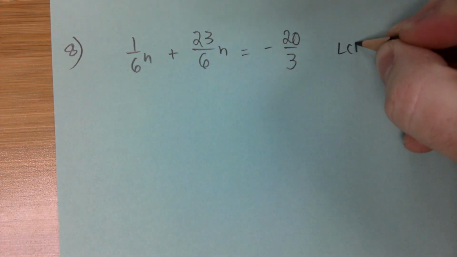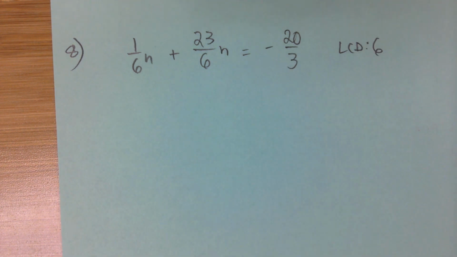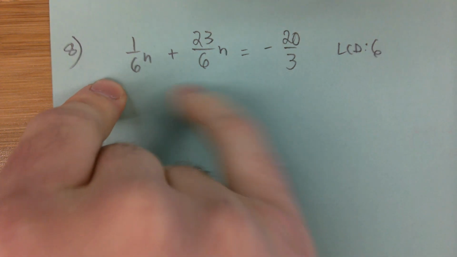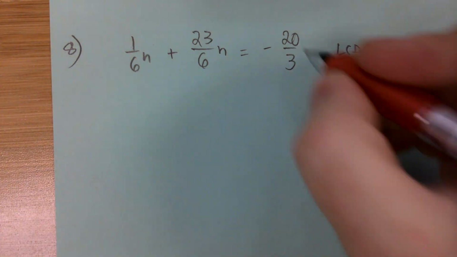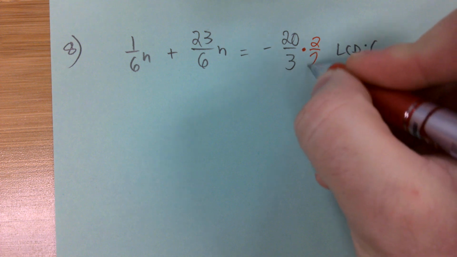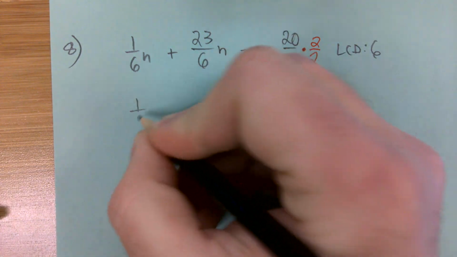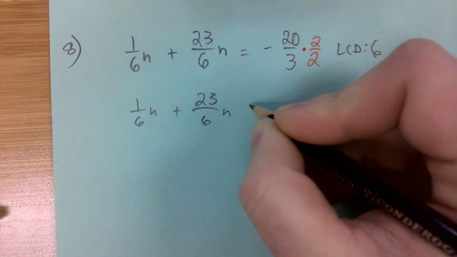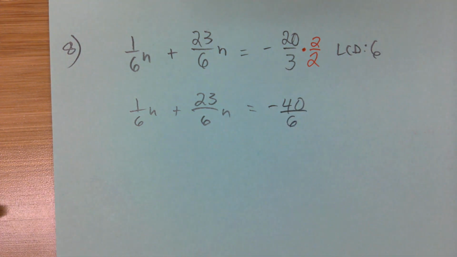What's our LCD going to be here between 3 and 6? That's an easy one. It's going to be 6, right? So we don't have to do anything to our left-hand side. What are we going to multiply negative 20 over 3 by on the right? 2 over 2. That's going to give us a 6 on the bottom. 1 over 6n plus 23 over 6n equals negative 40 over 6.